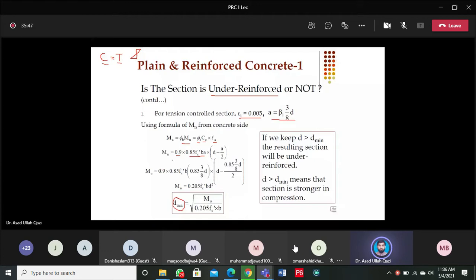And I am making this internal capacity, ultimate moment resistance, equal to my demand, external demand Mu. So on the right hand side is the internal ultimate resistance, and on the left hand side is the demand. So for economical design, I am making them equal. Demand is equal to capacity.